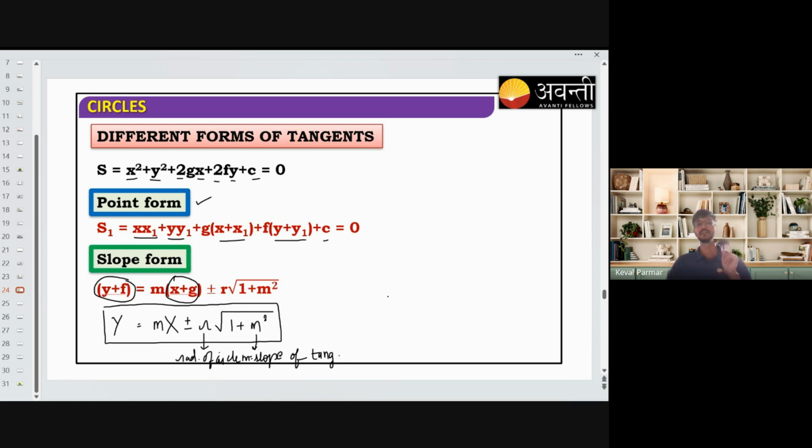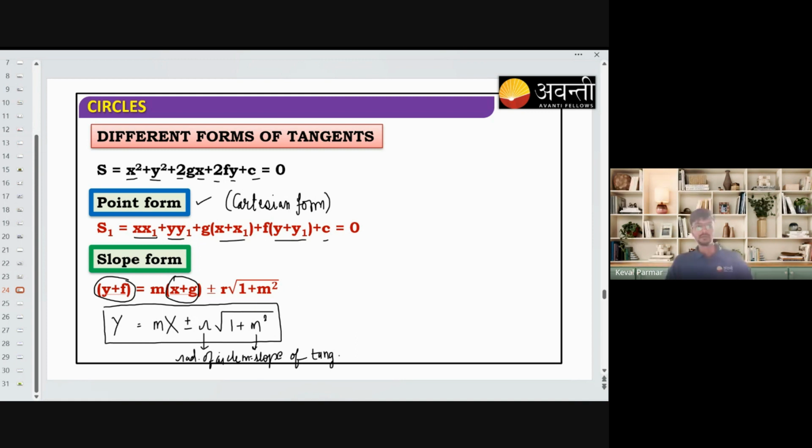There are two forms. First is the point form, or we can say Cartesian form. In many books, you will find this written as Cartesian form, right? And the second is the slope form. What does the slope form say, guys? Slope form is y is equal to mx plus minus r under root of 1 plus m square.